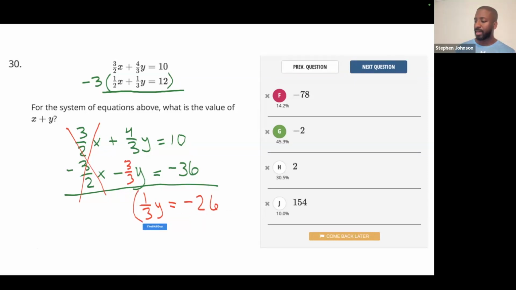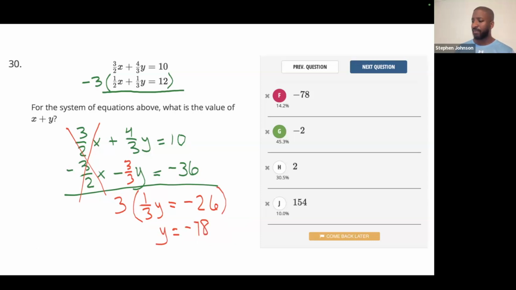I then multiply the entire thing by 3 so that I have y equals 3 times 26, which is 78, so this becomes -78. So y is -78. And then how about x?